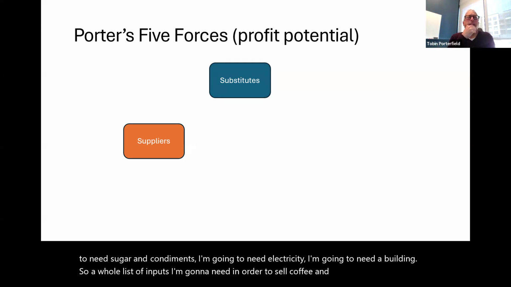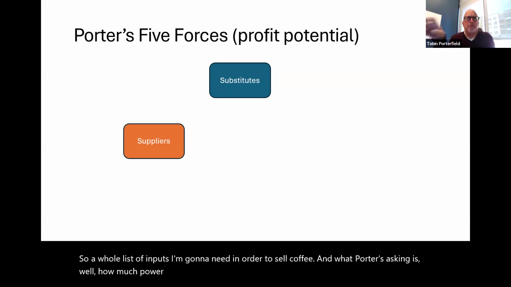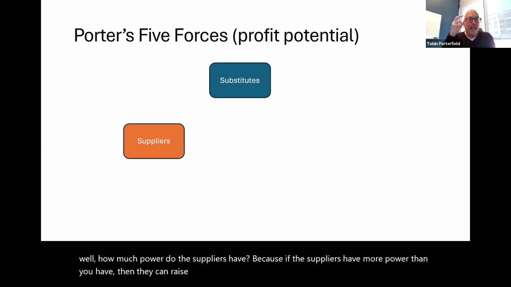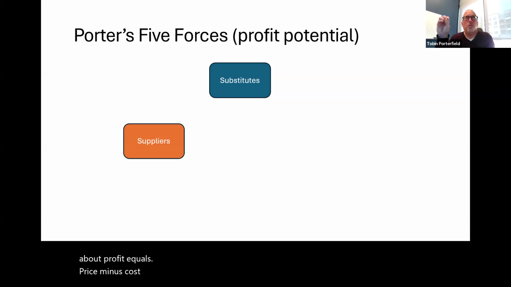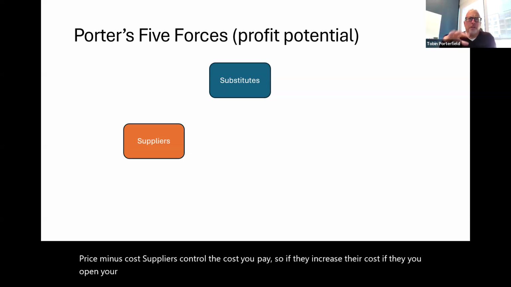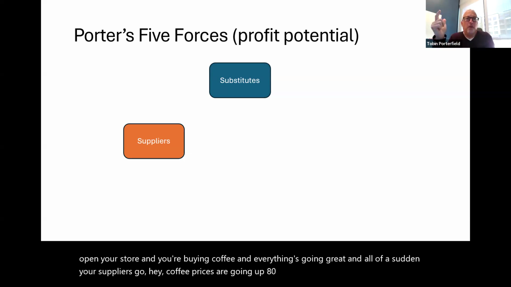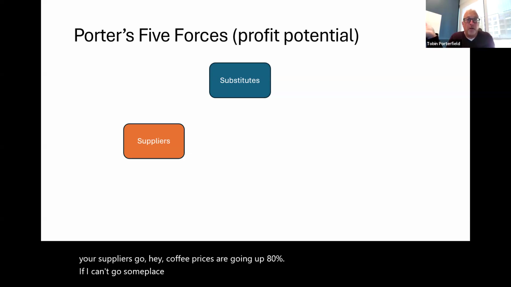And what Porter's asking is, well, how much power do the suppliers have? Because if the suppliers have more power than you have, then they can raise the prices. And if you remember from module 1, we talked about profit equals price minus cost. Suppliers control the cost you pay. So if they increase their costs, if you open your store and you're buying coffee and everything's going great, and all of a sudden your suppliers go, hey, coffee prices are going up 80%. Well, if I can't go someplace else and get my coffee, then my profit's gone.